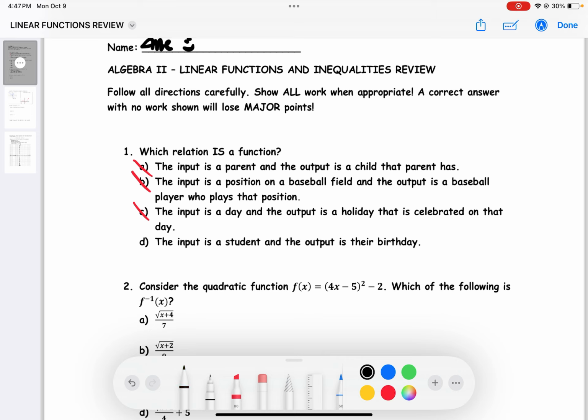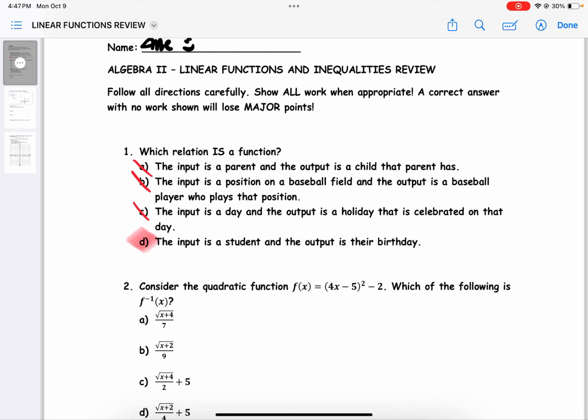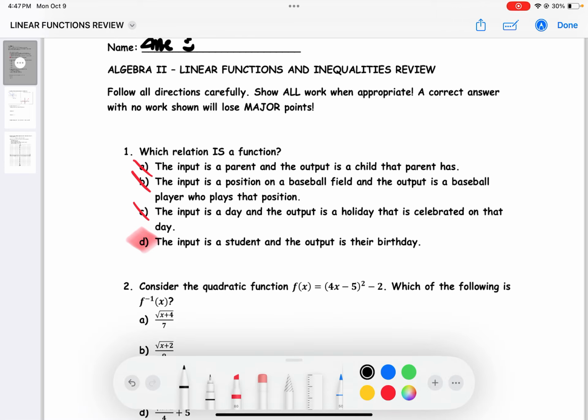The only one that we could really consider a function would be letter D, right? Because every student gets one birthday, right? So one input has one output. And if it's which relation is not a function, which could happen on the test as well, you're just looking at the reverse, right? Which one could I reasonably see more than one output for every input?